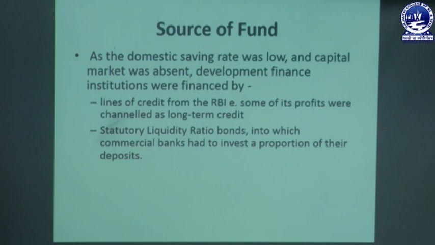As we have said, at the initial point of time the domestic saving rate was very low, and the capital market was absent. So the source of finance for these DFIs was moreover the RBI. The RBI was promoting these developmental banks, and the statutory liquidity held with the banks was also a source of funds for these development banks.